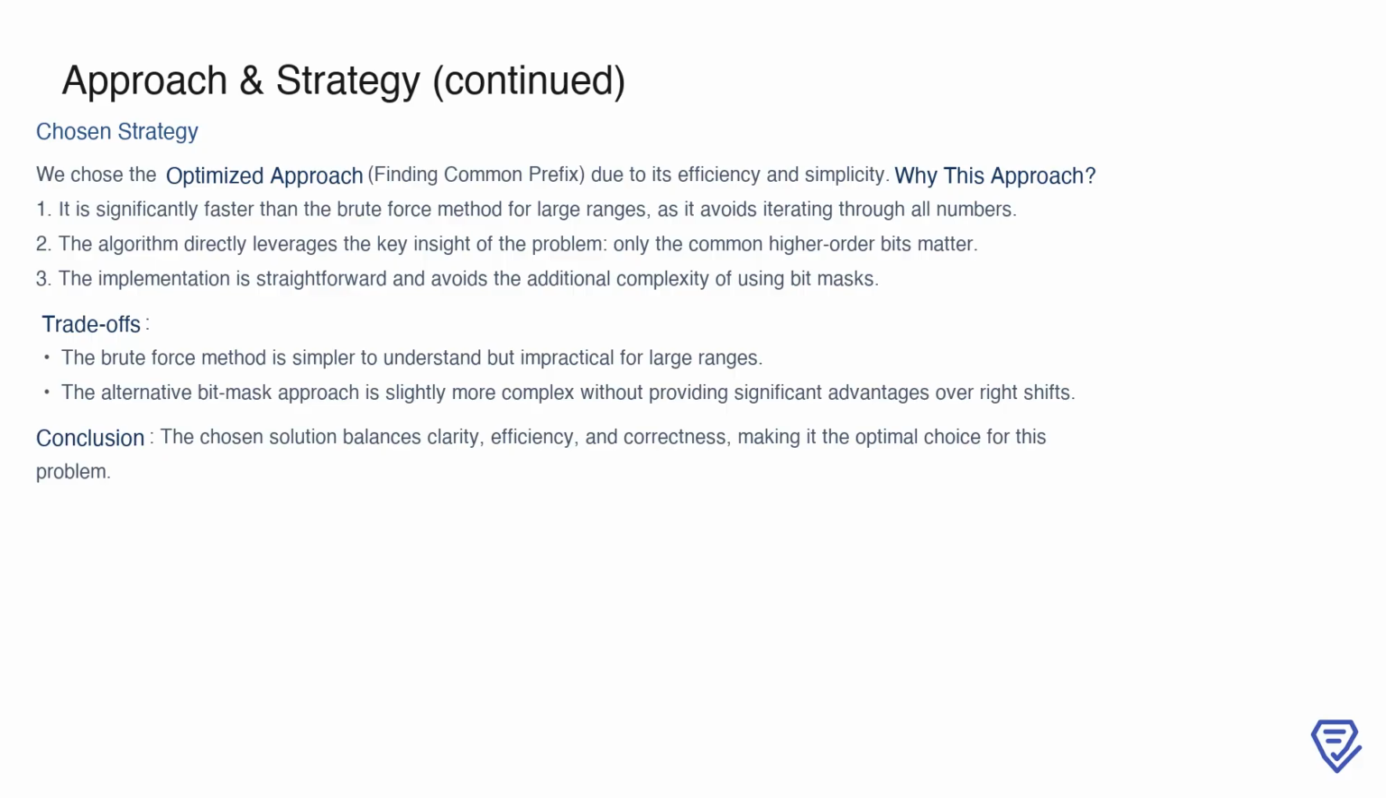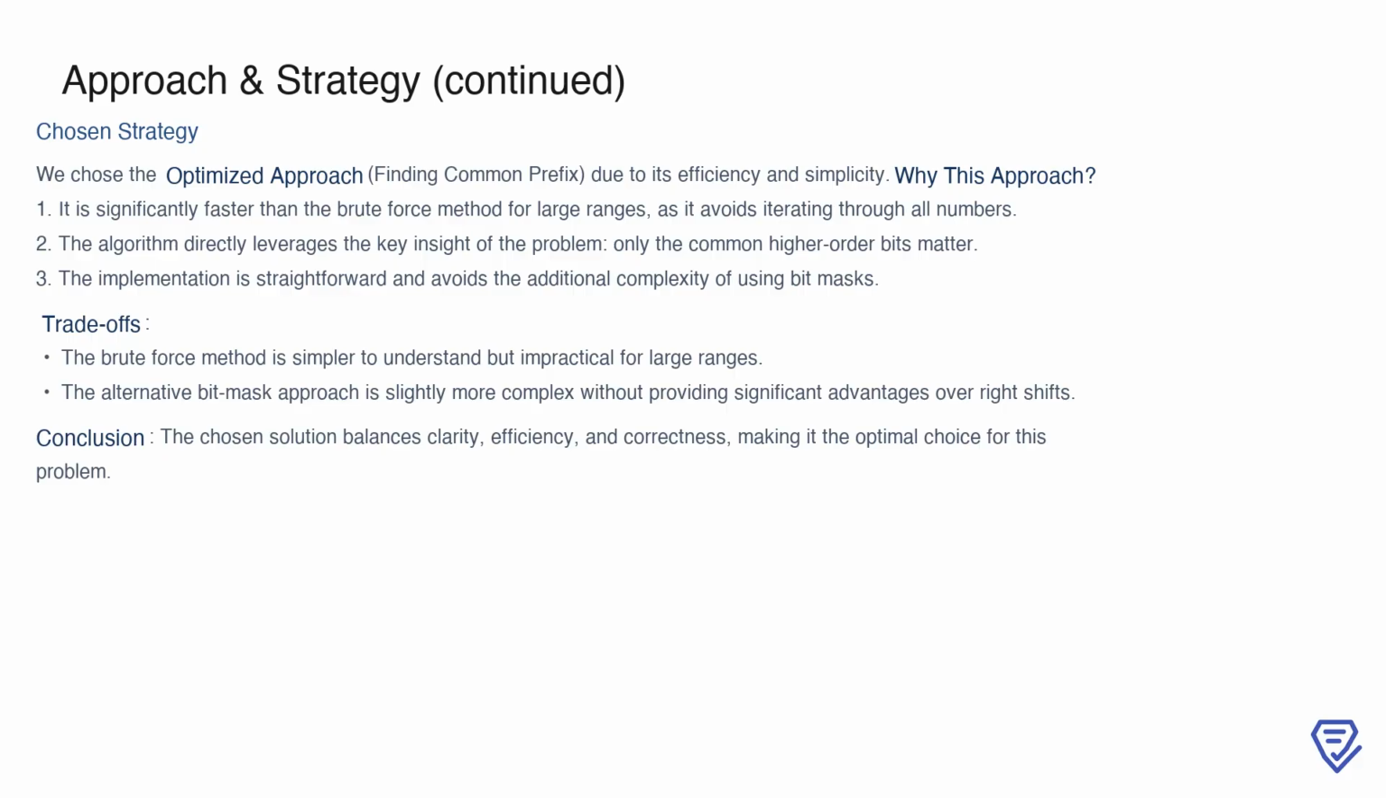While the brute force method may be simpler to understand conceptually, it is impractical for large ranges due to its inefficiency. On the other hand, the bitmask approach, though efficient, doesn't offer substantial advantages over the right-shift method and is slightly more complex to implement. By balancing clarity, efficiency, and correctness, the optimized approach using right shifts emerges as the most appropriate choice for solving this problem effectively.